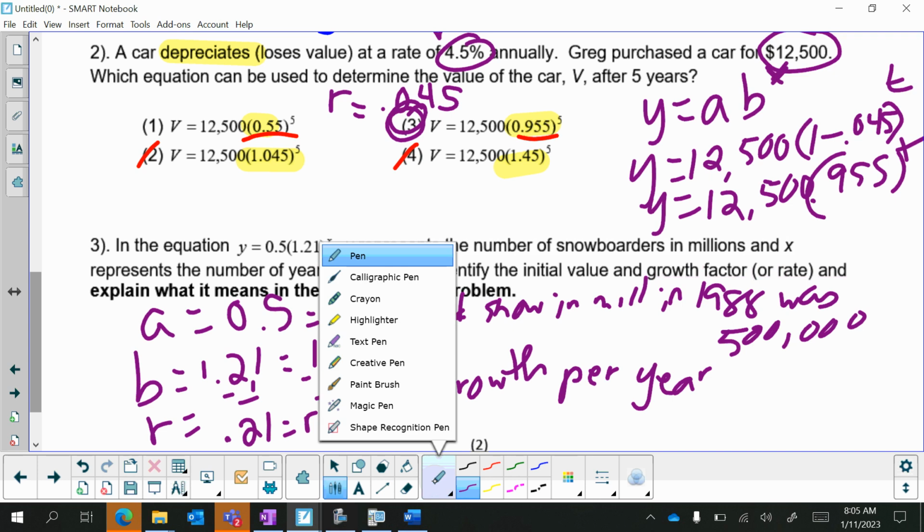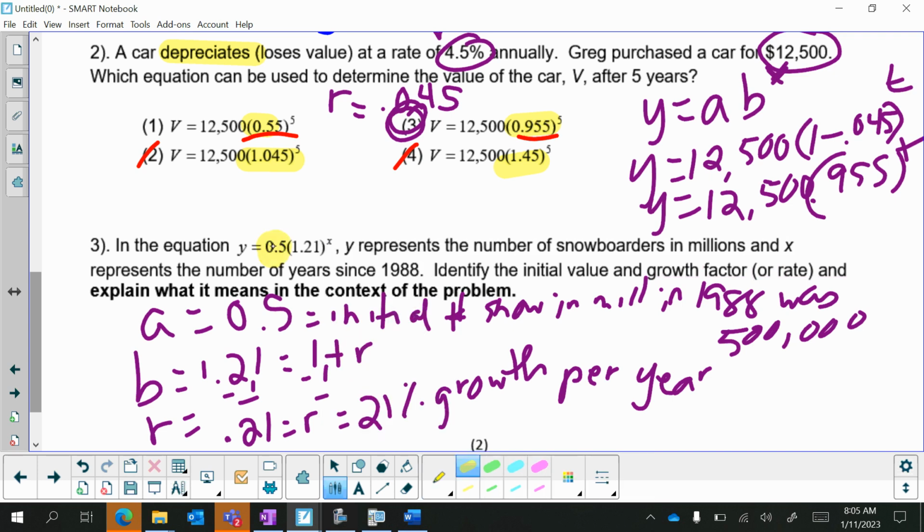Okay, so I'm hoping you said that your initial value was 0.5, which is 0.5 of a million. So it said years since 1988. So basically that is the initial value of the number of snowboarders in millions in 1988. So the 0.5 of a million is really 500,000. So I said the initial number of snowboarders in the year 1988, which is t years since 1988, would be 0 years since 1988. So in the year 1988, the initial number of snowboarders was 0.5 of a million, or 500,000 snowboarders.